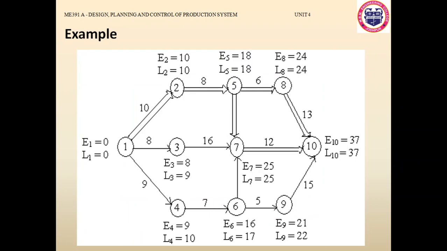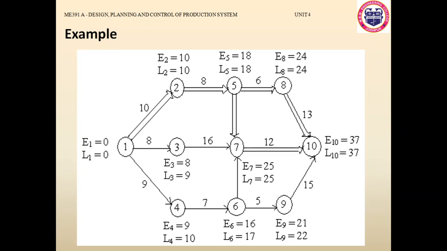As shown on the screen, if we start to calculate the earliest start time from node 1, you can easily get the earliest start time of node 2, that is 10, because the total time required for moving from 1 to 2 is 10. So for node 2, the earliest start time is 10.